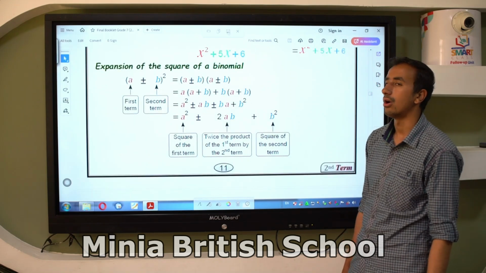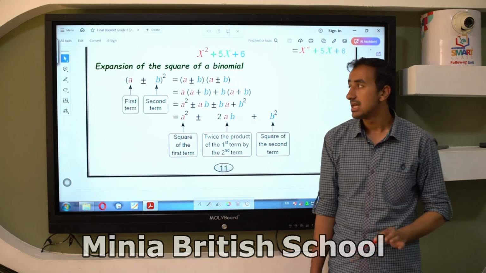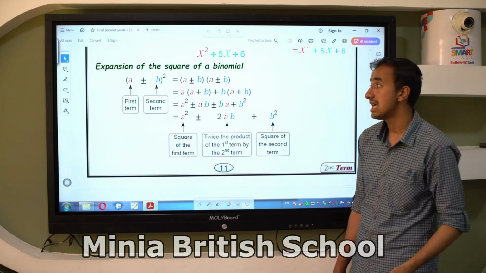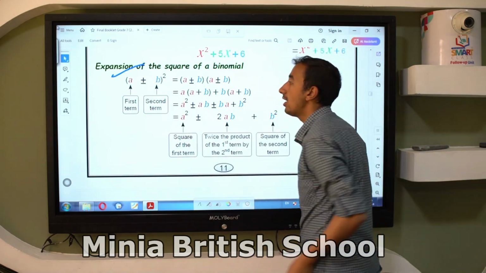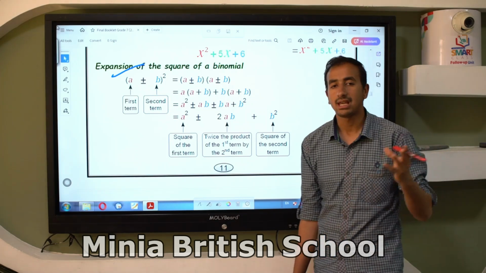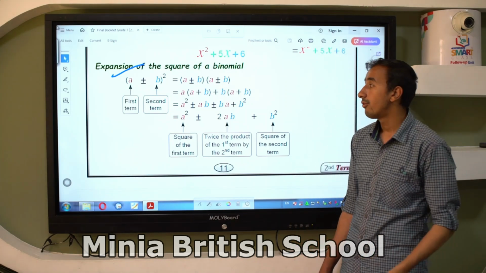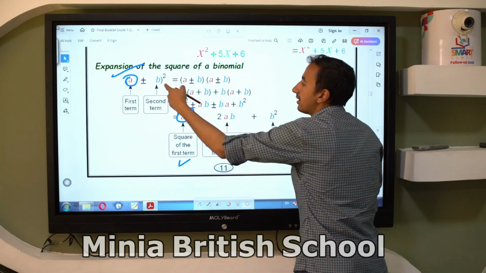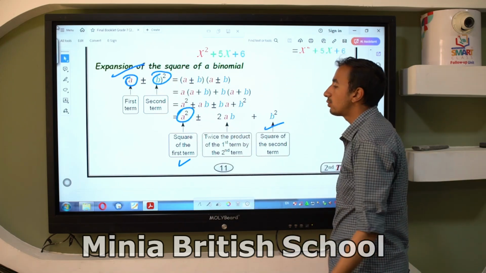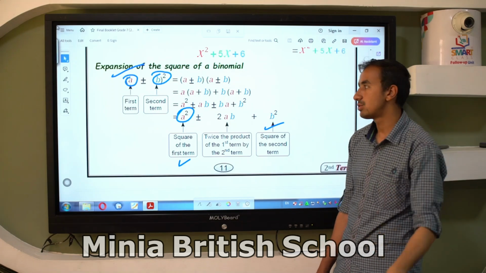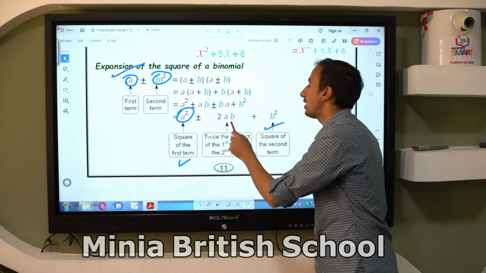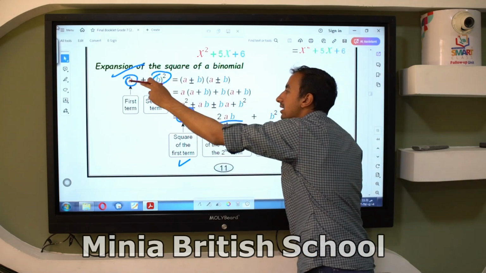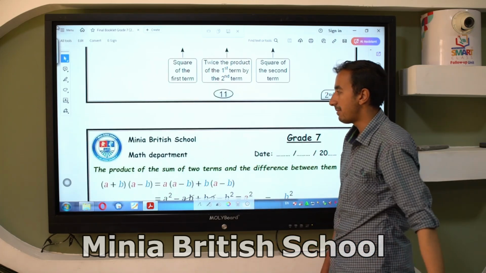Here we have special cases of multiplying binomials. The first special case is called expansion of the square of a binomial, the perfect square. We have (a plus or minus b) power 2. I can take the first term power 2, the second term power 2, and twice the product of these two terms, a times b times 2, 2ab. So a power 2, b power 2, 2ab. Okay? It's the perfect square.